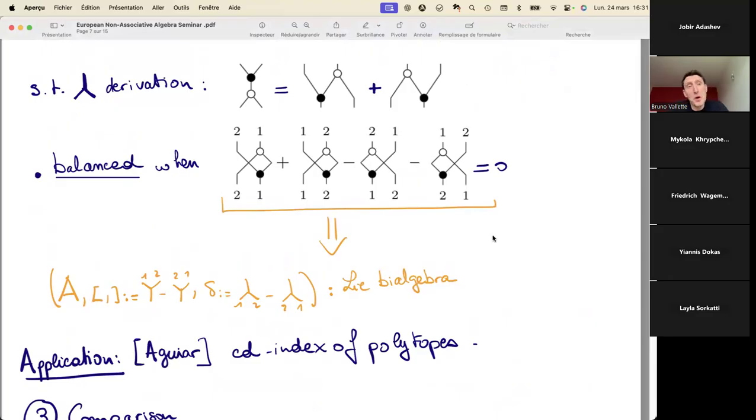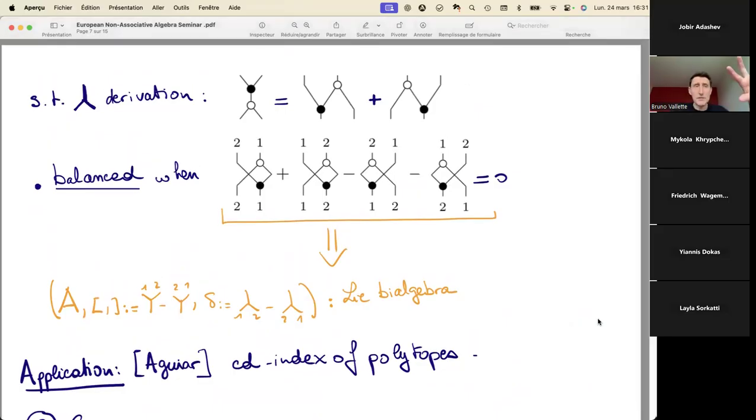So it's one good reason, and here is another good reason, and you can look in Marcelo Aguiar's paper. He's definitely using, and there's a nice idea in his paper, this algebraic structure to compute the CD index of some polytopes and prove some nice properties for it. Voilà. So you have three structures here.